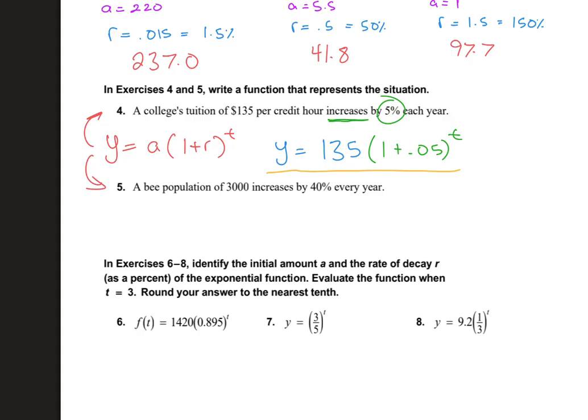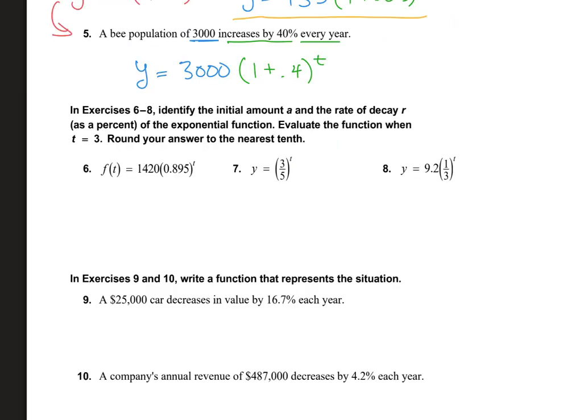Now on the next one, we have y equals a bee population of 3,000. That's what it was before it increases by 40%. And then this every year part is not really relevant, same as up there. So it's 1 plus 0.4 to the t power. Just like the top, we are going to identify the initial amount. So our initial amount here is 1420. Our initial amount here is 1, again, because it's there in front. And our initial amount here is 9.2.